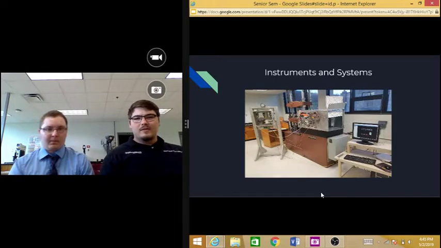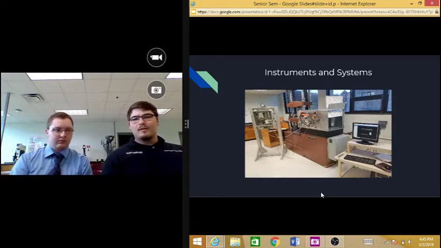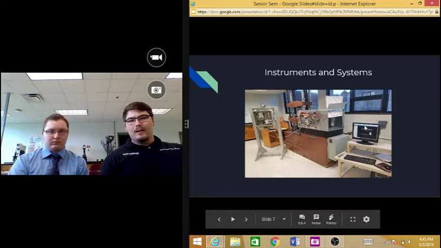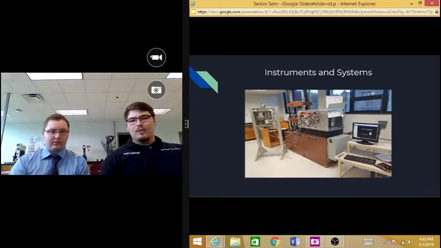For the next part of this presentation, we'll be talking about the instruments and systems that we use. As you can see here, there's a picture of the system that we have. We have the SCADA system, system control and data acquisition unit. This is the actual air handler unit or fan coil unit or VAV box, whatever you prefer to call it. And this is the control cabinet.